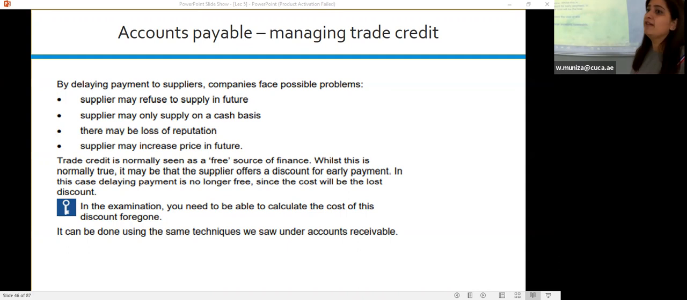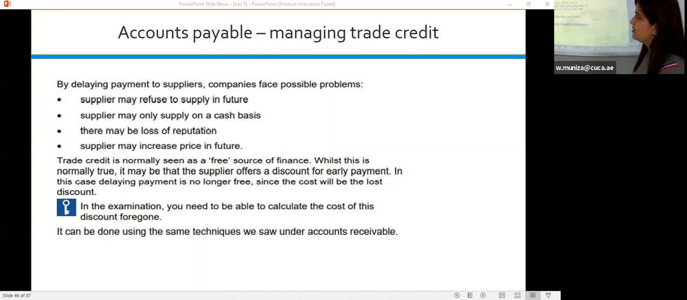So these can be the drawbacks of delaying the payments to the payables. And specifically when we are trying to reduce our cost of holding inventory, we cannot delay the payments of the payables. That would be very risky. Because if we are following the just-in-time principle, we need the inventory in times of urgency, and if we are not paying our payables in time, they can refuse to supply us. Trade credit is normally seen as a free source of finance. Whilst this is normally true, it may be that the supplier offers a discount for early payment.